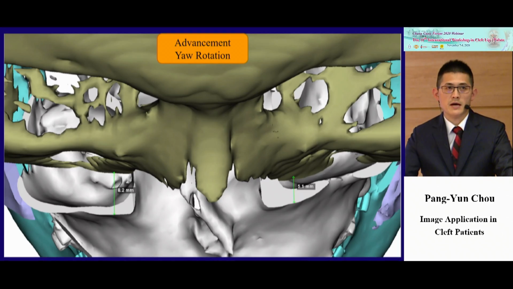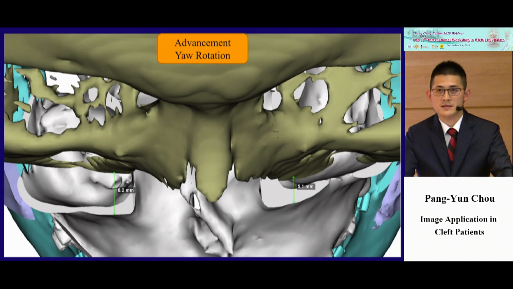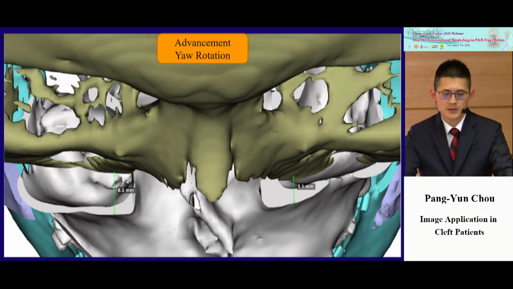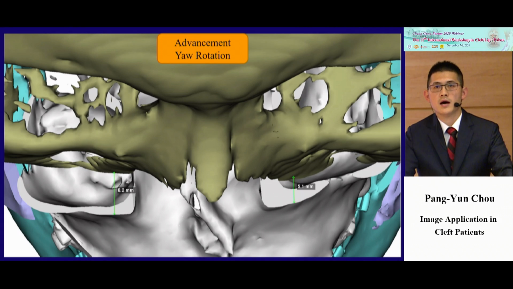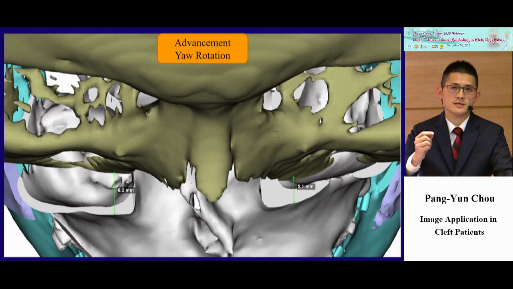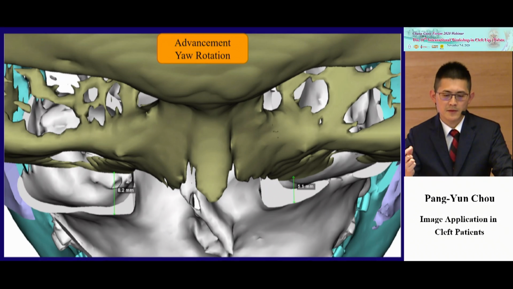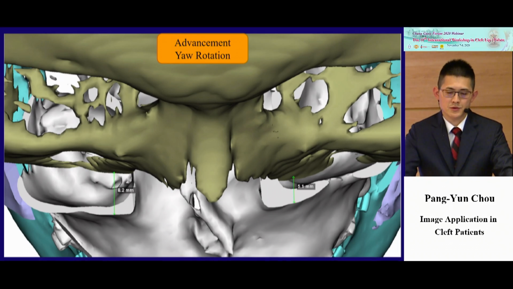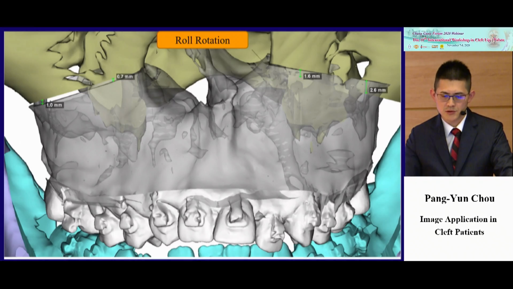So once you have a very good preoperative design, you could know how much is the real advancement and what is the roll rotation or what is the yaw rotation. Once you do the Le Fort 1 osteotomy, you can know the left side or the right side advancement. This is the distance you can measure once you do the surgery. So it could offer you very precise information once you do the surgery.